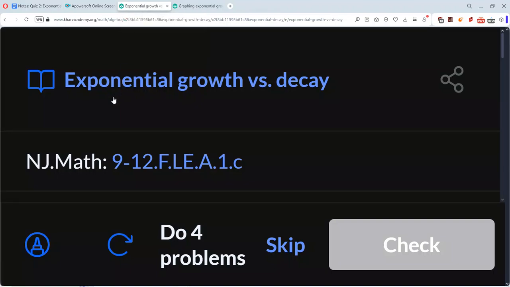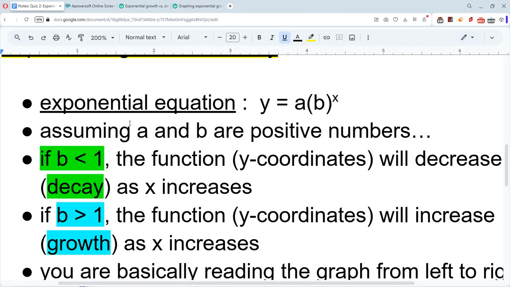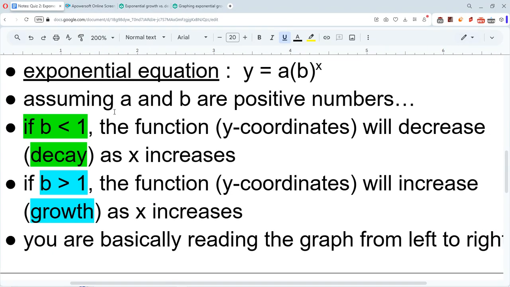This will be for the Khan Academy exercise, exponential growth versus decay. All right, so remember the basic exponential equation, y equals a times b to the power of x. So for this exercise, we're going to assume a and b are positive numbers.